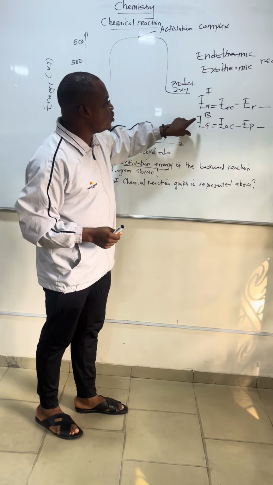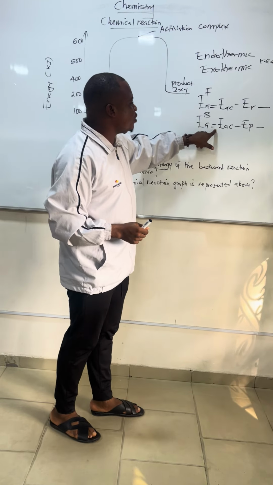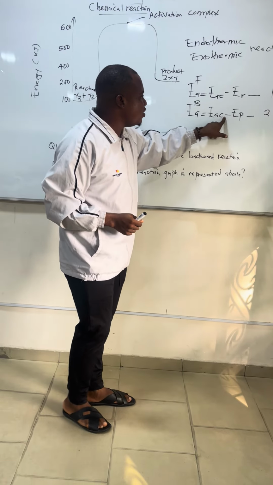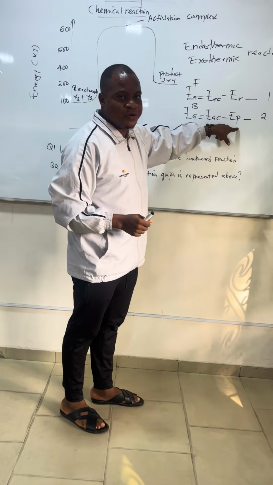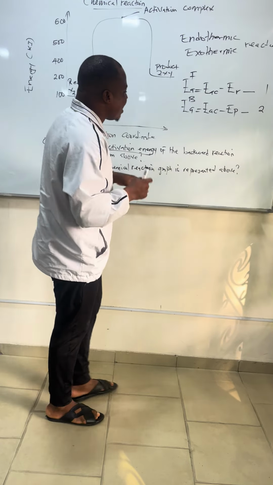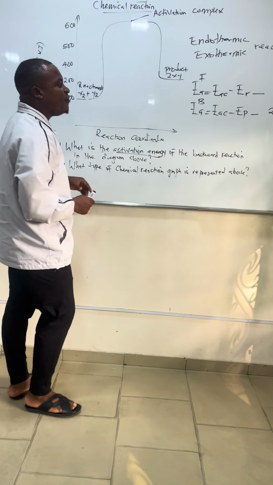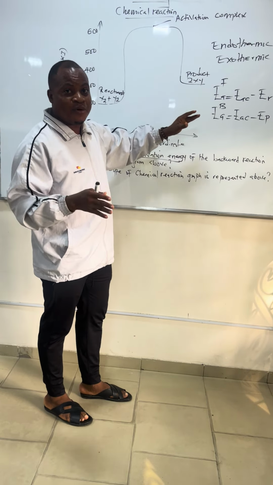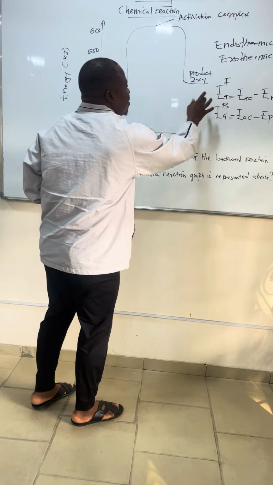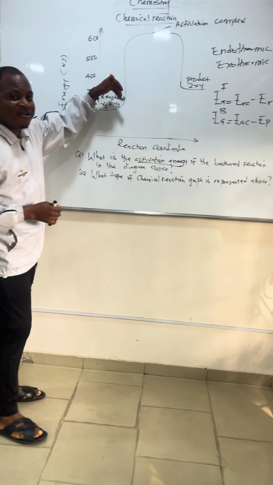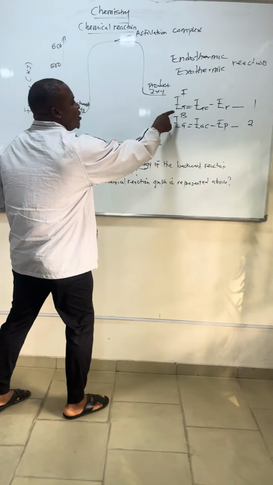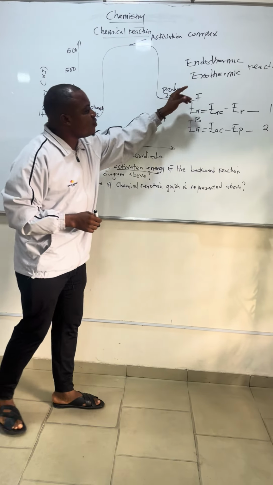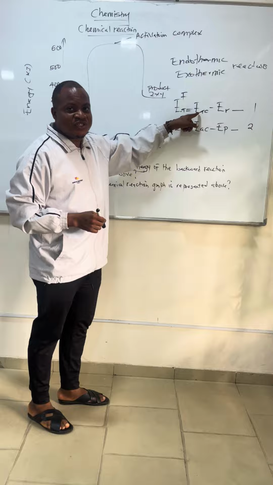We are going to use equation 2. That is, activation energy is equal to energy of the activation complex, that is AC, minus energy of the product, to calculate for the backward reaction. But before we calculate the backward reaction, we'll also consider the forward reaction. Now, for the forward reaction, in any endothermic reaction graph pathway, EA is the activation energy, which is equal to EAC, the activation complex.